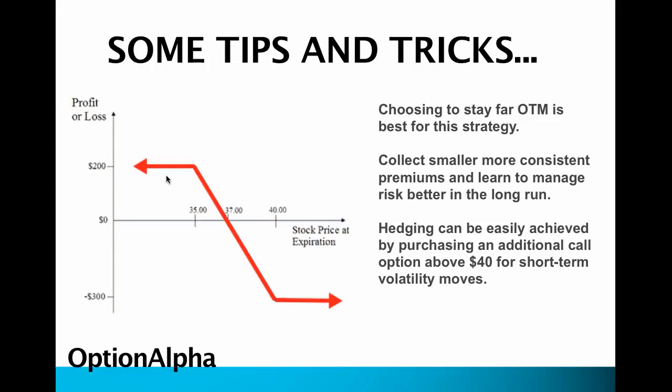Hedging is very easy with these. What we can do is actually buy an additional call option above the 40 strike for short-term volatility moves. So if we enter this position and we start to see the stock possibly make a breakout higher, we can go right in and buy an extra call option here, which will reduce our overall exposure and potentially lead us to profiting from this strategy at the end of the day if we have a huge volatility move. Again, take a look at some of the other strategies that we've talked about in other videos, particularly some of the back spread strategies, for more information on this.